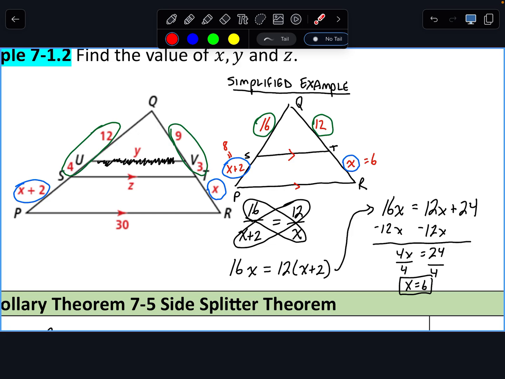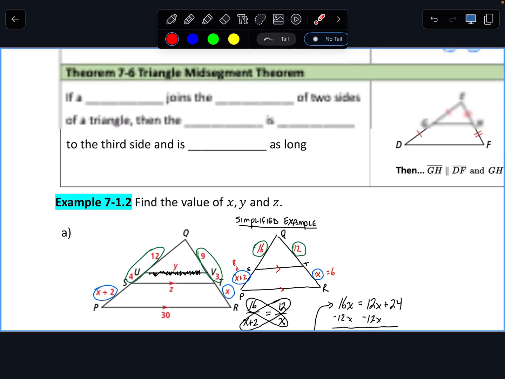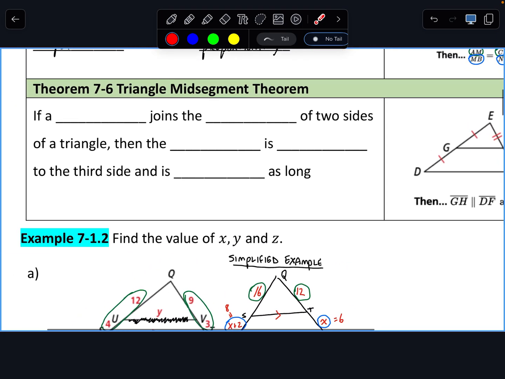So those sides are proportional. Now let's look at a very specific type of segment that we will see inside of triangles, and that is called a mid-segment. And we did see mid-segments back when we were working with quadrilaterals. We did mid-segments of trapezoids. Here we're going to talk about the mid-segment of a triangle. So let's go ahead and look up the triangle mid-segment theorem.